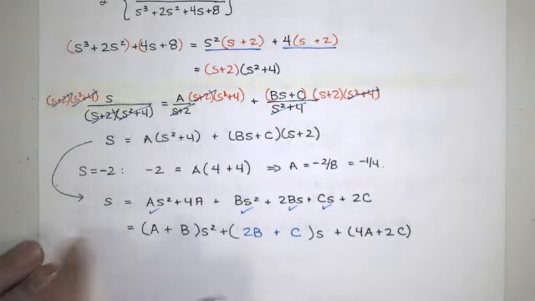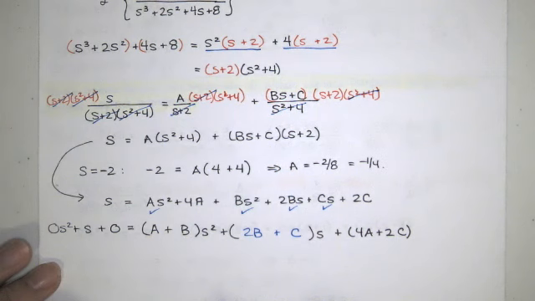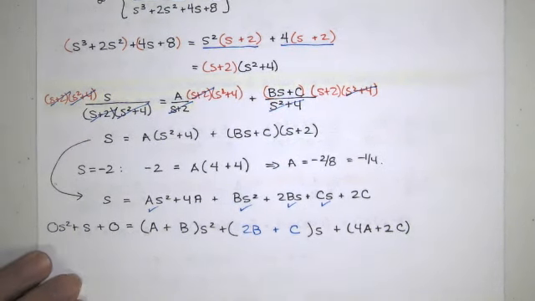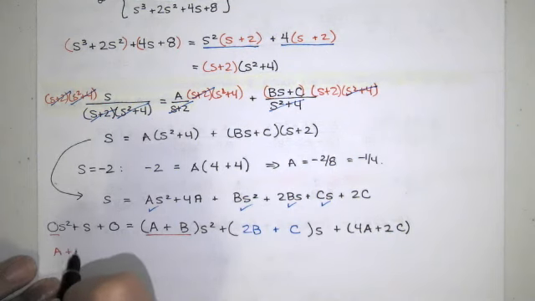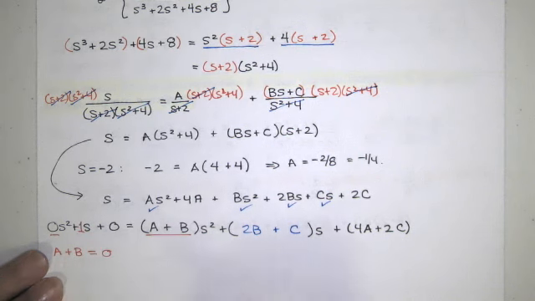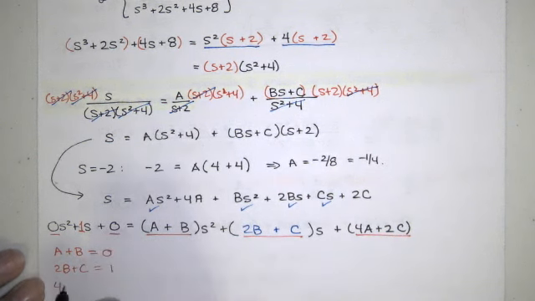So that has to equal this polynomial on the other side, which is 0s squared plus s plus 0. Now the only way these are equal is if the coefficients are equal, because we know that s squared, s, and s to the 0, which is 1, are linearly independent functions. So the coefficient of s squared on the left-hand side must be equal to the coefficient of s squared on the right-hand side. And the coefficient of s on this side must be equal to the coefficient of s on that side. So 2B plus C must be equal to 1. And the constant term on that side must equal the constant term on this side.